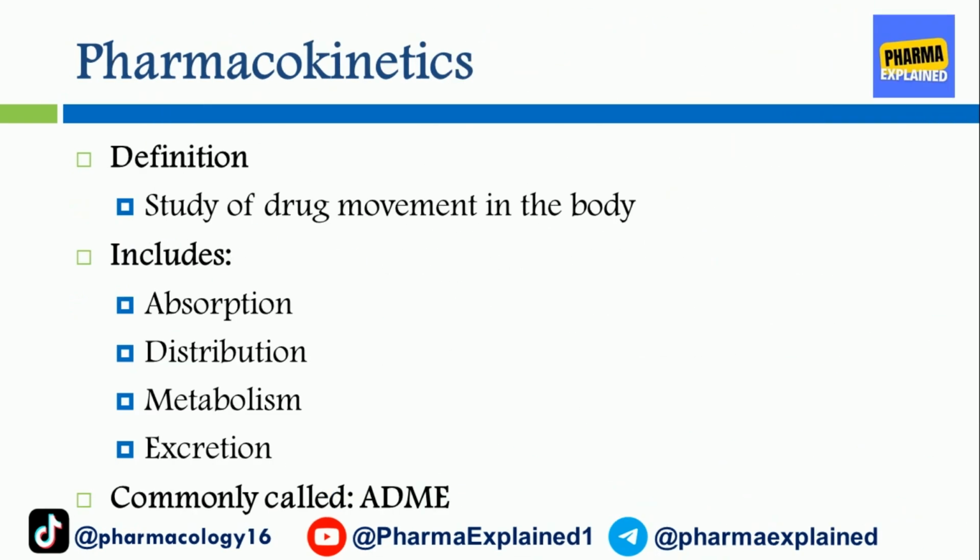First, let's talk about pharmacokinetics. Pharmacokinetics means what the body does to the drug. It studies the movement of drugs inside the body. Pharmacokinetics includes four major processes: absorption, distribution, metabolism, and excretion. Together, these are commonly known as ADME.